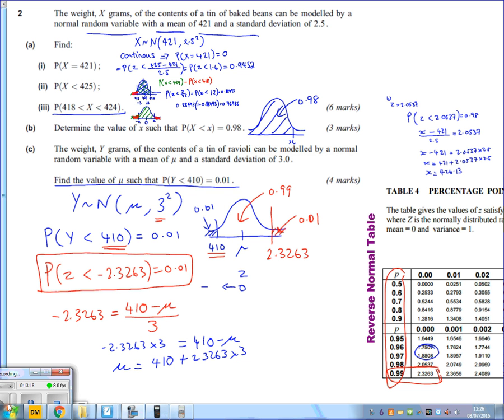And I know that I should be adding there because I want the mean to be bigger than that value of 410. So if I had a takeaway here, then I know I've done something wrong. That has to be an add. So if I calculate that, then I should get that mu is 416.98. And then again, I need to round that to 3 significant figures, so that'd be 417 to 3 sig fig.